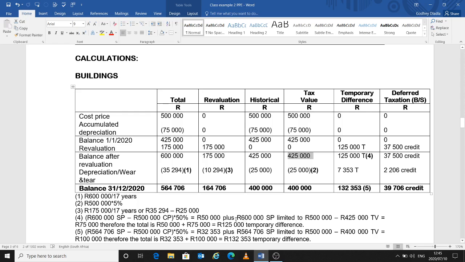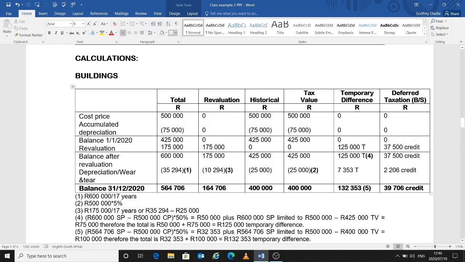Like I've said here, it says plus here 600,000, you must limit it to 500 minus 425, it gives us 75. Therefore, the total is 50,000, which will come from the capital profit side plus the recoupment, giving us 125. So that is the 125 that you see here, right? And I've already said you need to look at the part of 0 here using the opening balance before revaluation, and 125 after revaluation, then the movement is the one in the middle.